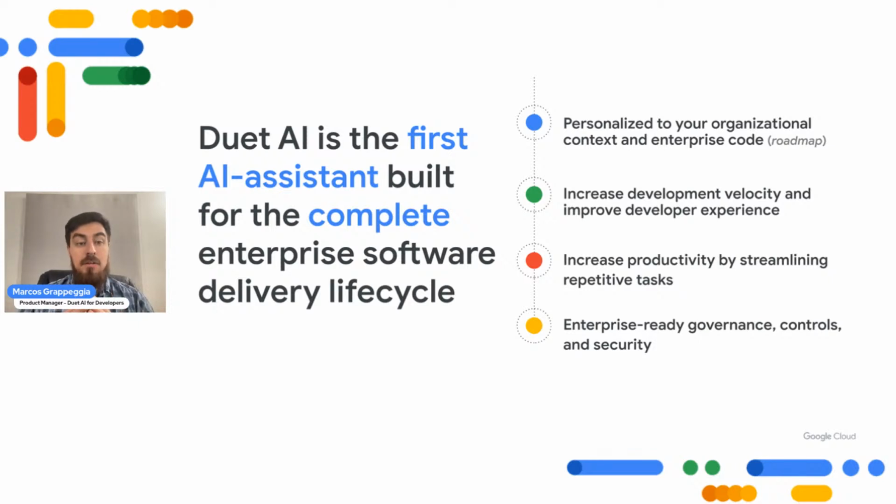And the key solution here is Duet AI. The key idea is that it's the first AI assistant which is built thinking about the holistic and complete enterprise software development lifecycle. So, key capabilities here. Today you have some early previews of the ability to customize Duet on your organization context and enterprise code.